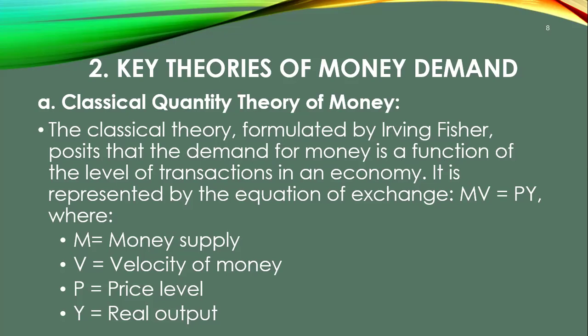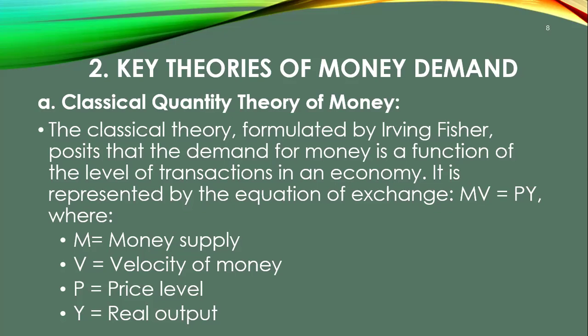The demand for money is directly proportional to the amount of money in circulation, keeping the price constant and also the level of output. So we are saying that demand for money is a function of the level of transactions in an economy. It is presented by an equation of exchange: MV is equal to PY, where M is the money supply, V is the velocity of money in circulation, P is the price of goods and commodities, and Y is the output or real output.